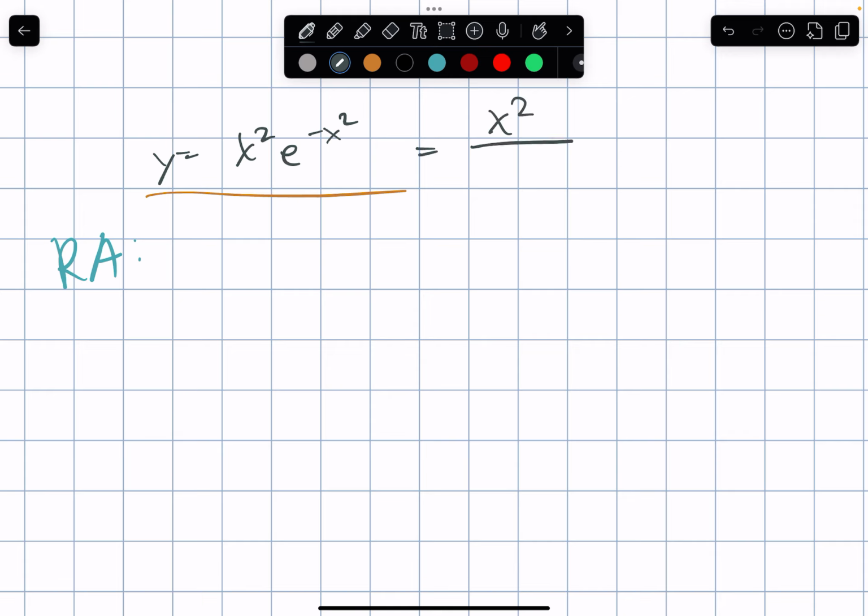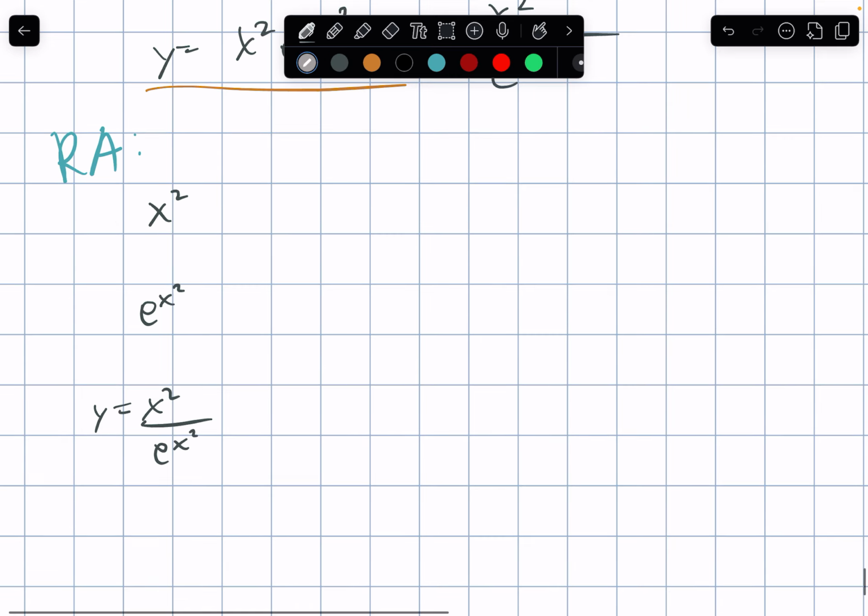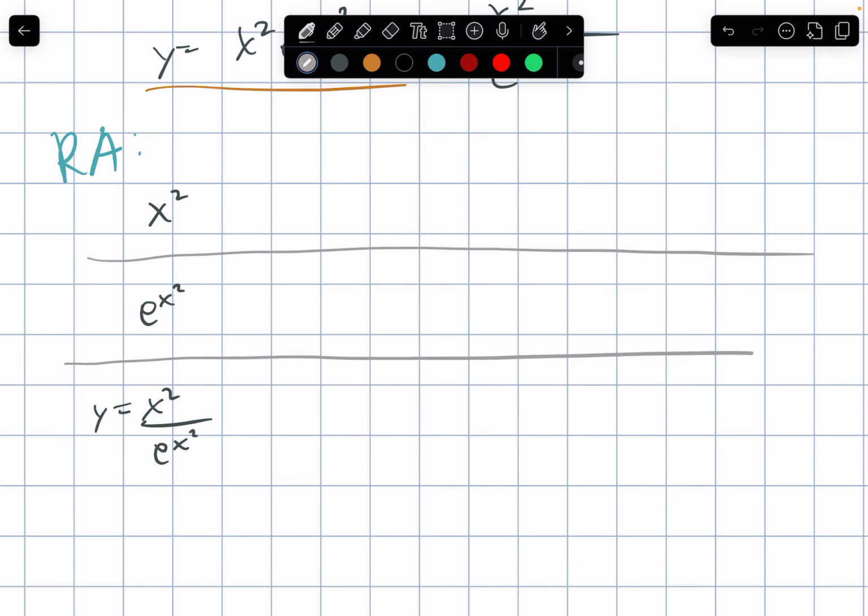Let's rewrite this as a fraction. Avoid any negative signs in the exponent value. So essentially, for the numerator, we have x squared. The denominator is e raised to x raised to 2. And the entire thing is this. This is how you make the table, okay?